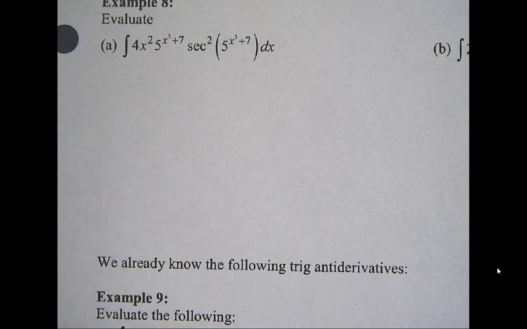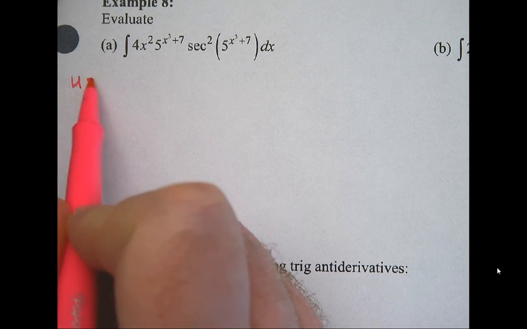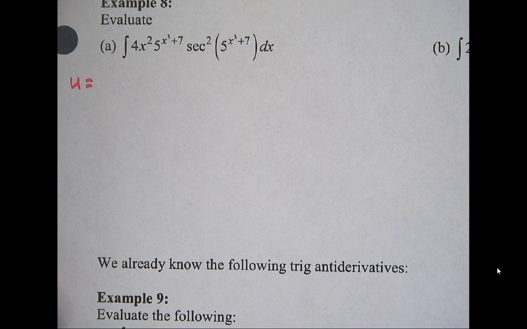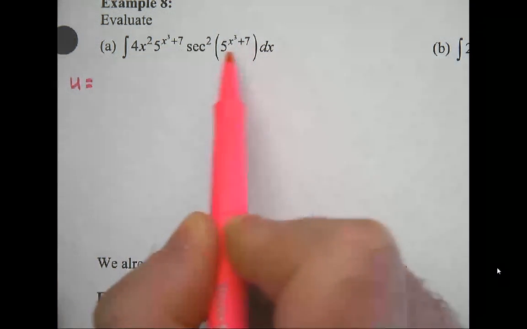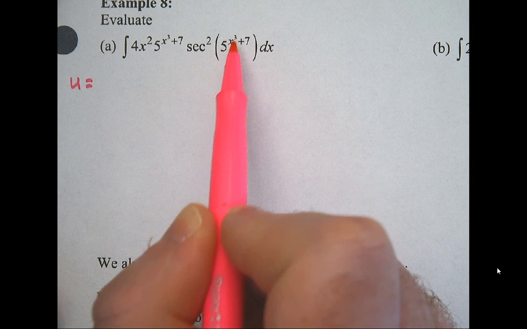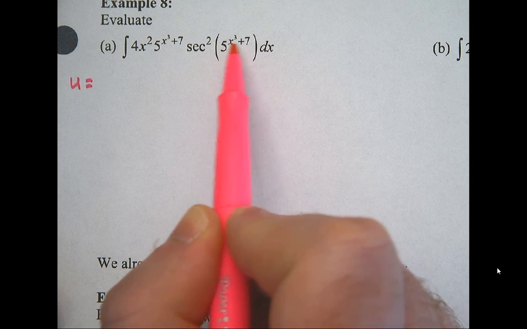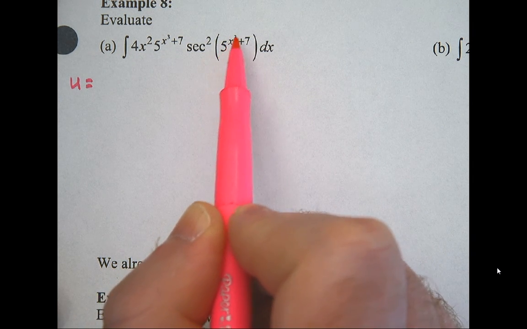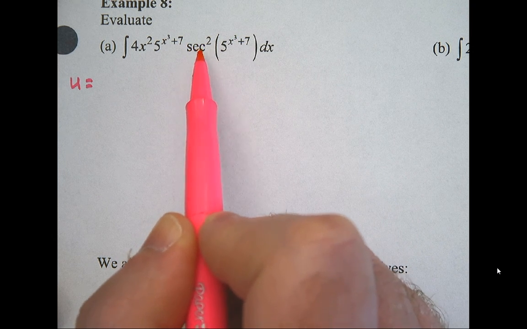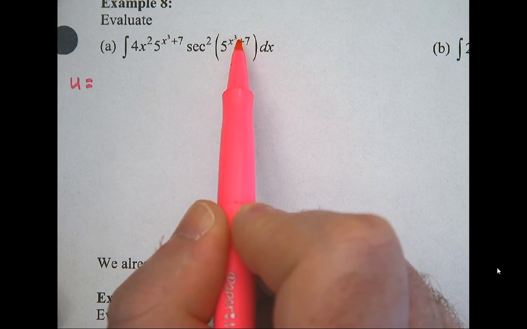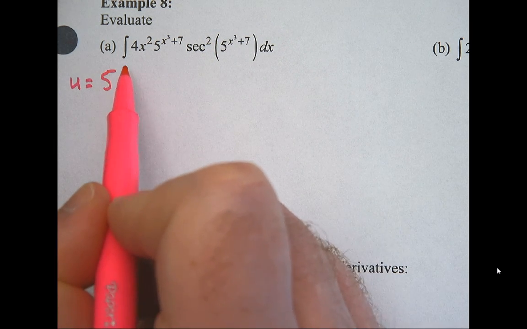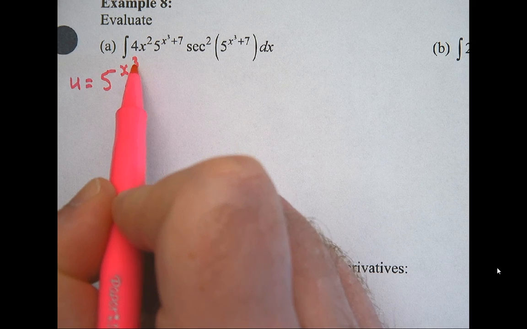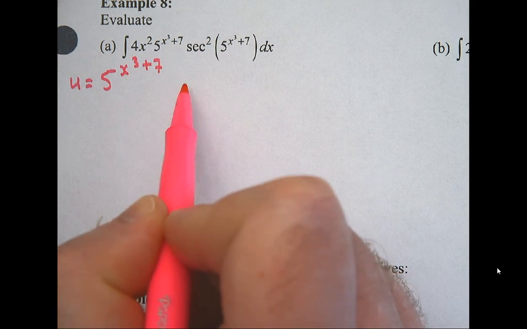All right, so anyway, u. u is my inside function, and it's always the messiest inside function, the nastiest piece. So I've got a lot of stuff inside, but I think this is the nastiest piece. Even though this is inside of the 5 to the, I don't know the integral of secant squared of 5 to the something. So I'm going to take this whole chunk and make that u. 5 to the x cubed plus 7.